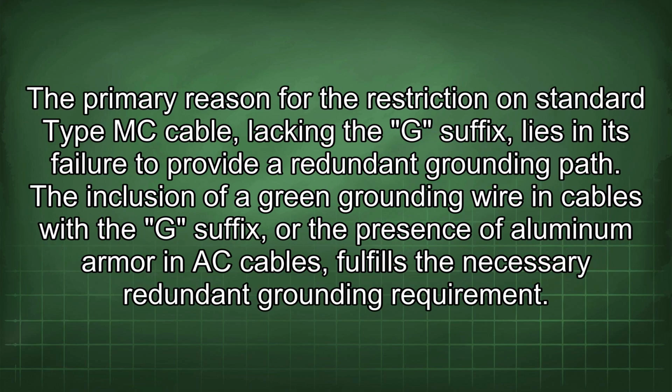The primary reason for the restriction on standard Type MC cable, lacking the G suffix, lies in its failure to provide a redundant grounding path. The inclusion of a green grounding wire in cables with the G suffix or the presence of aluminum armor in AC cables fulfills the necessary redundant grounding requirement.